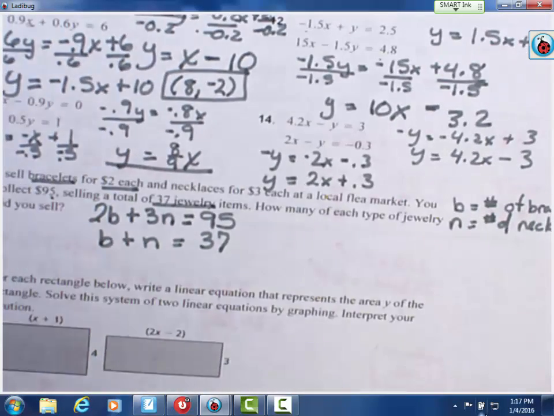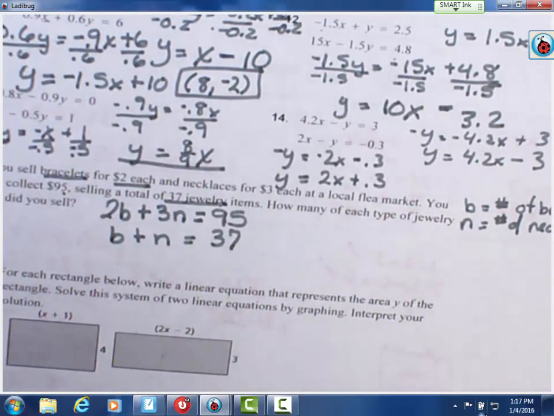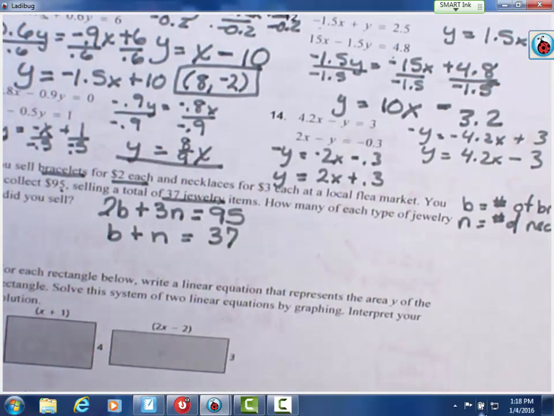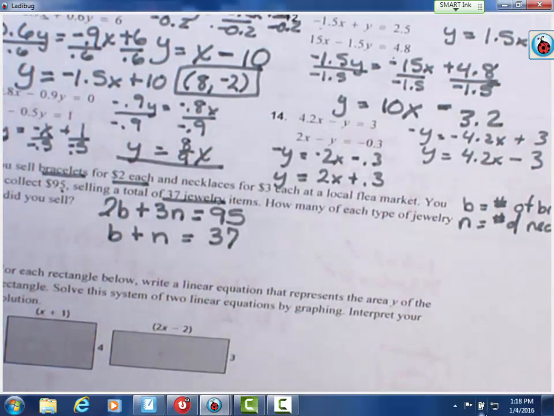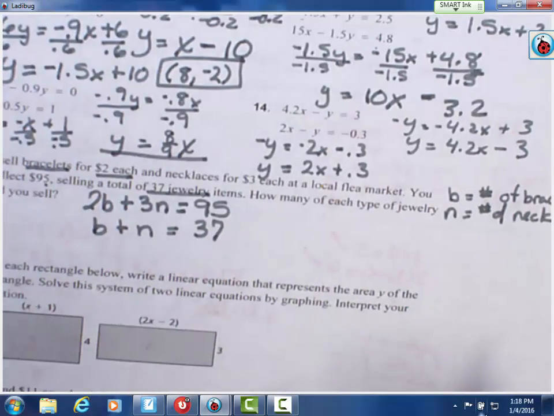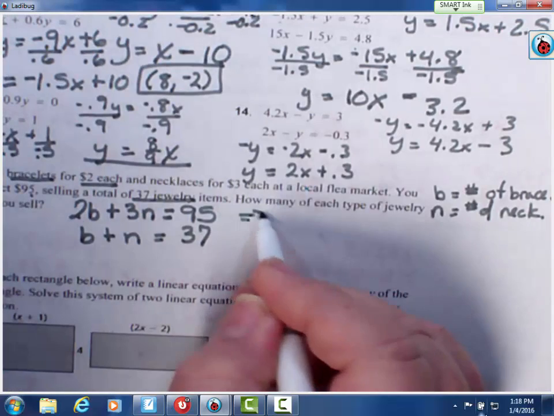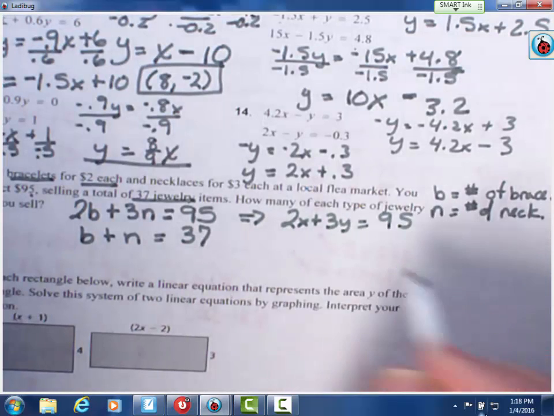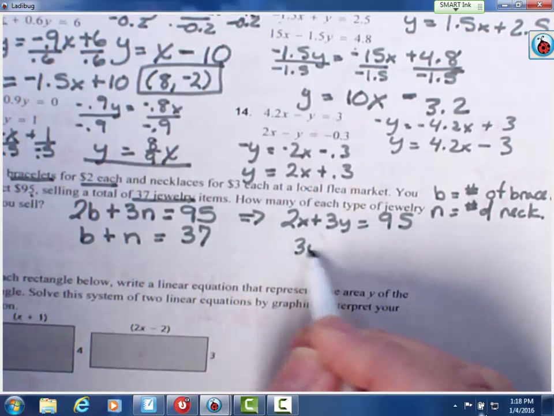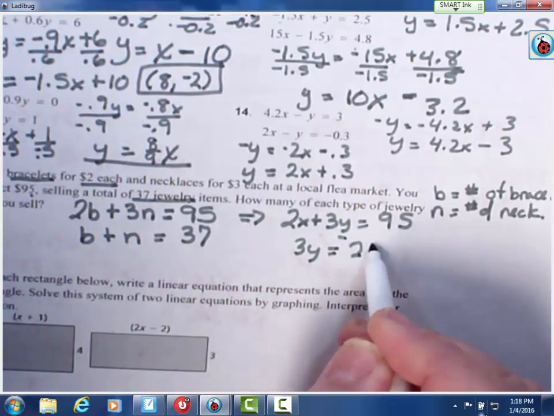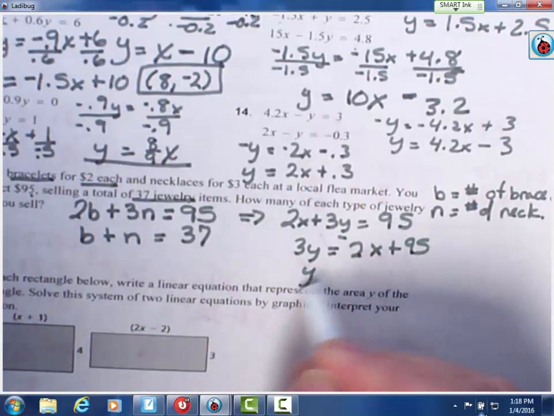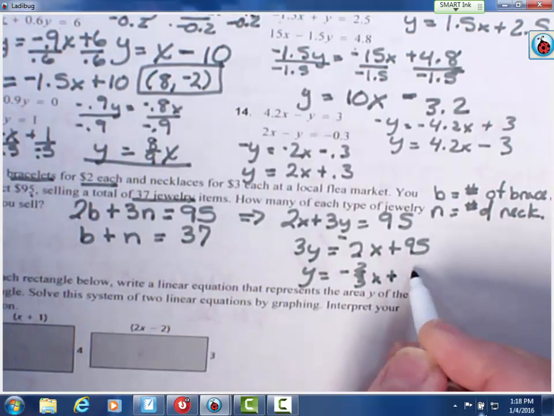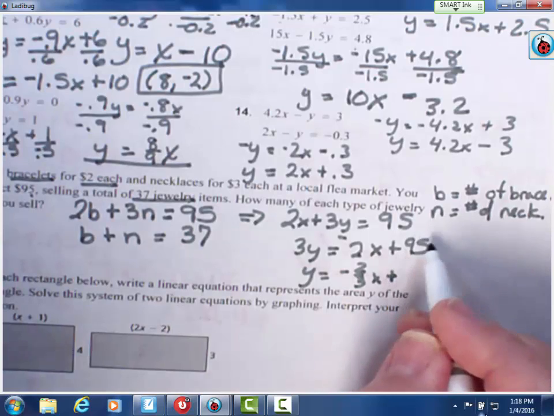Okay. Now, at this point, I can graph them on my calculator, or I can try some other method. Since mostly we've done graphing, I would say translate this into x and y. So we'll have 2x plus 3y equals 95. And then we would solve that for y. So 3y equals negative 2x plus 95, which means y equals negative 2/3 x plus, let's see, 95 divided by 3.